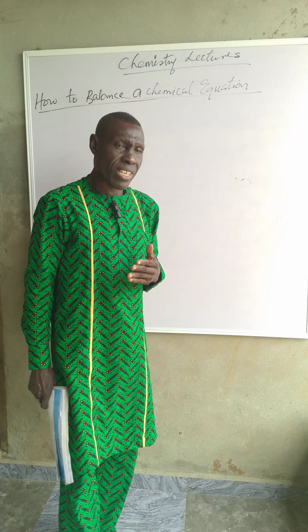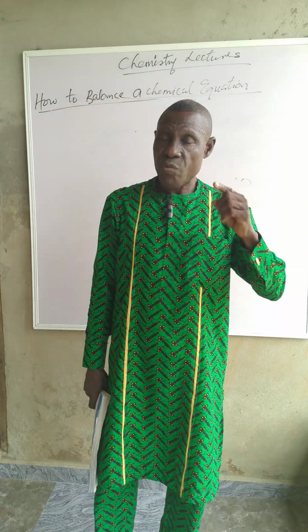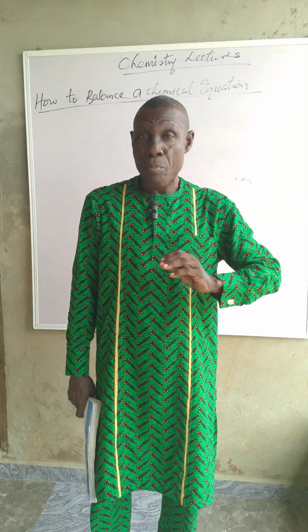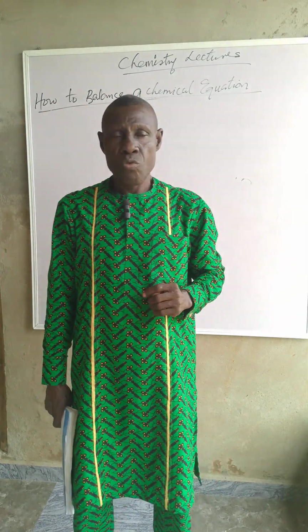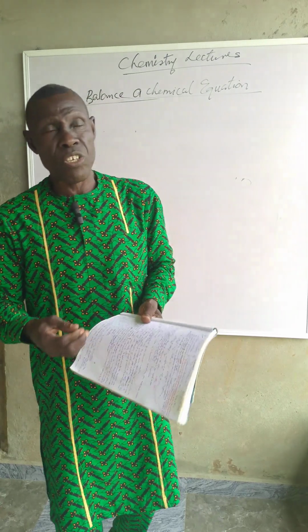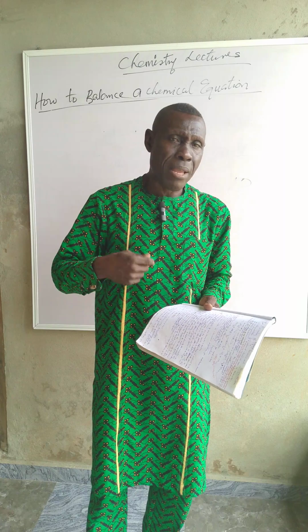If you are a chemistry student and you have succeeded in writing a chemical equation, if you don't balance it, you have not written any equation. That is the blunt truth of it. Until you are able to balance an equation, that equation is never an equation. To have a balanced equation, you must follow certain rules and regulations.